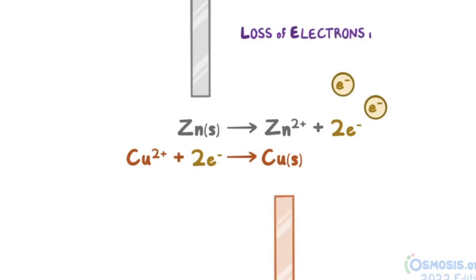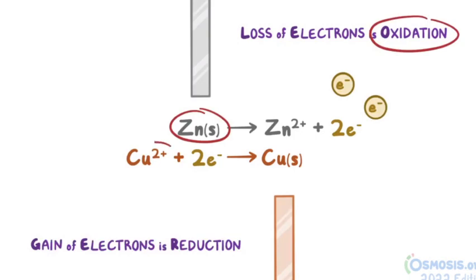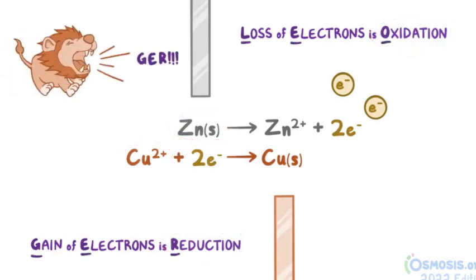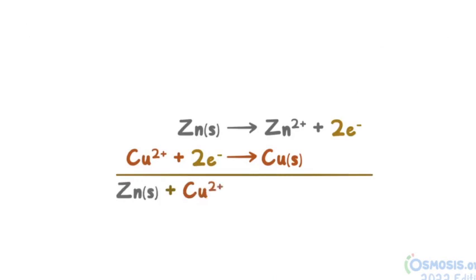Loss of electrons is oxidation, and so the solid zinc electrode is being oxidized to form zinc 2 plus ions. Gain of electrons is reduction, so copper 2 plus ions are being reduced to form solid copper. Remember that Leo the lion goes grrr. To get the overall equation, we add the two half reactions together and get solid zinc plus copper 2 plus ions yielding zinc 2 plus ions and solid copper.